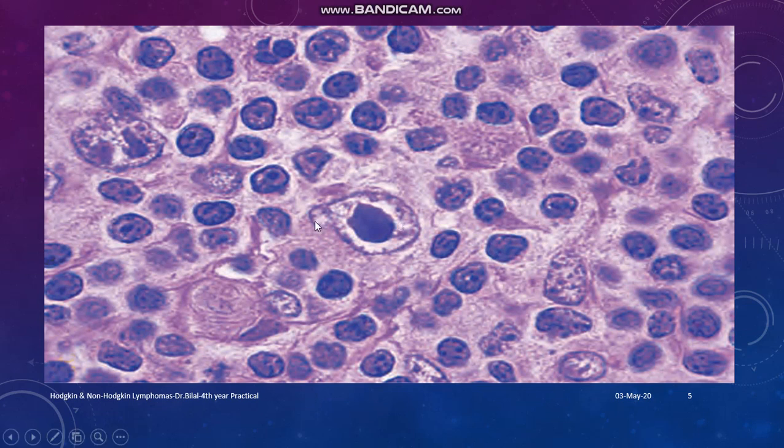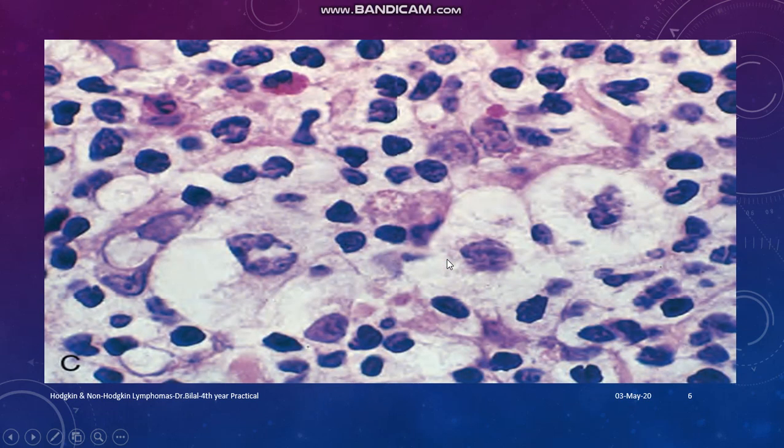In this slide, what we see in the center is another type of Reed-Sternberg cell, that is mononuclear. So now you know that mononucleated forms are also seen, and there are sometimes forms which are mononucleated but multilobated. But what you can appreciate is that there is again a prominent nucleolus present.